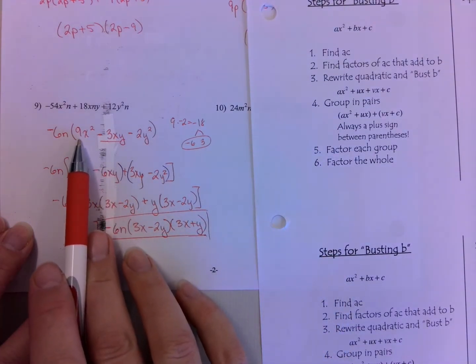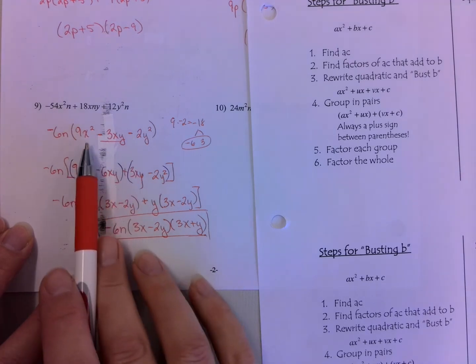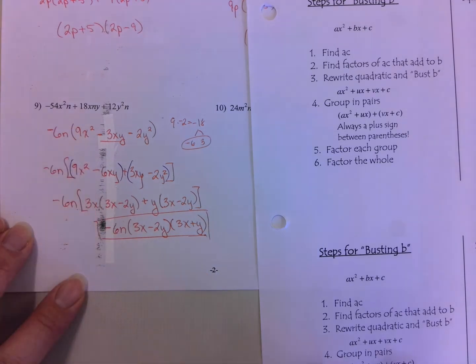So this would have been an easier trial and error problem because we were dealing with a 9, so we only had 2 options, 3 and 3, 9 and 1, and a negative 2 and a 1, or 2 and negative 1. And so this is a great problem to be able to do trial and error. No matter what, you want to take that number 6 out of there.